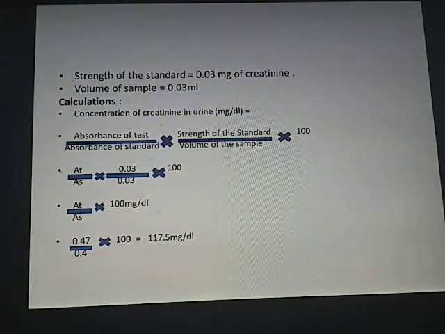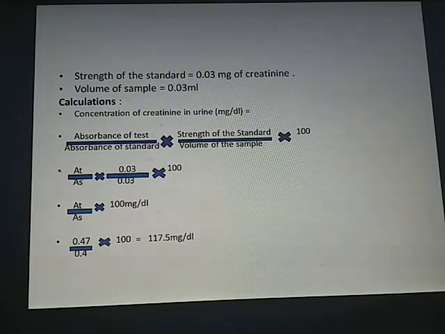Then calculation. The strength of the standard here is 0.03 milligrams and the volume of sample is 0.03 ml. That means the strength of the standard is 0.03 milligram per 0.03 ml. Understood? So the strength of the standard is 0.03 milligrams of creatinine in 0.03 ml of sample. According to this, the calculation is done in this way.